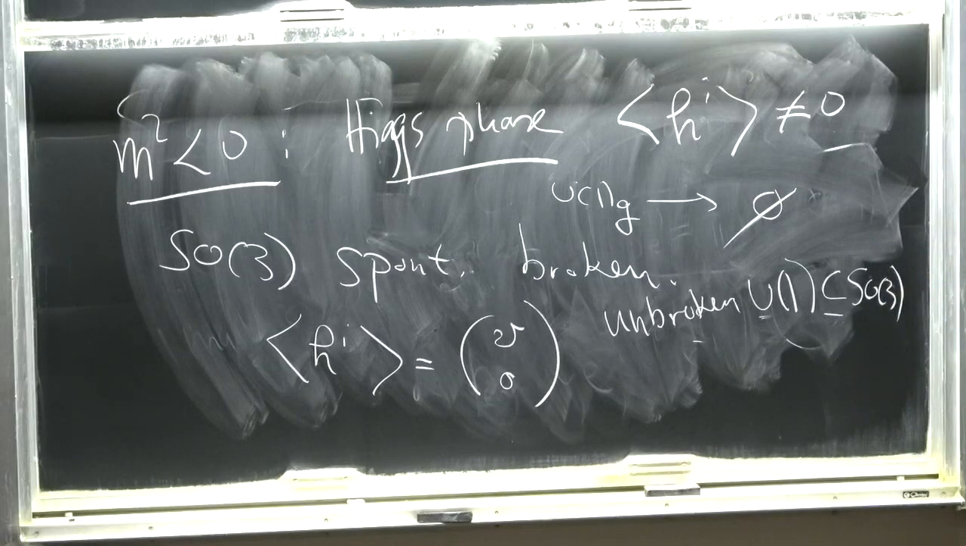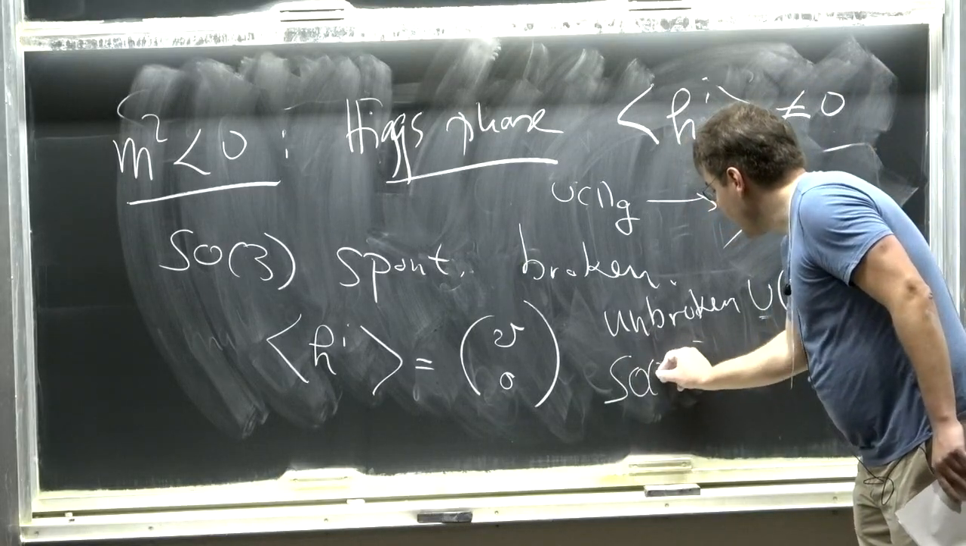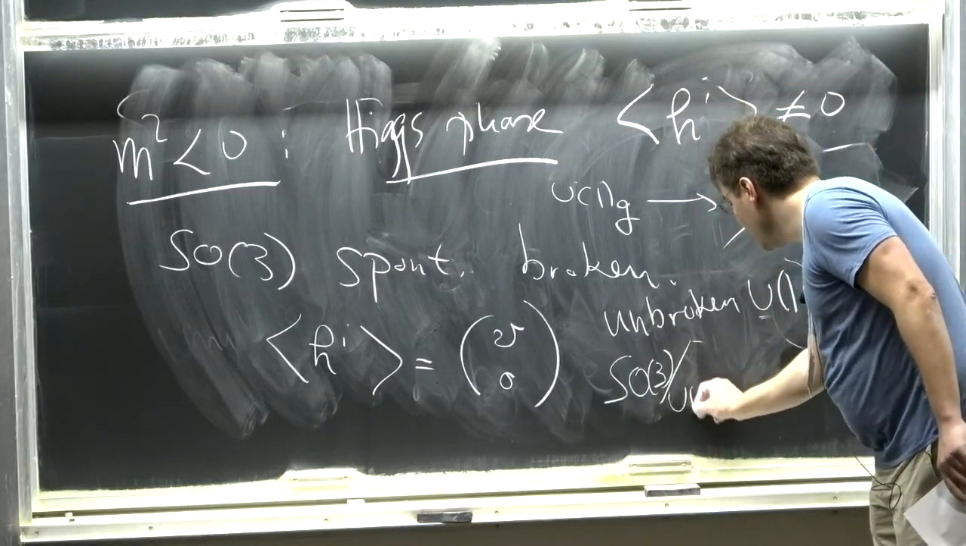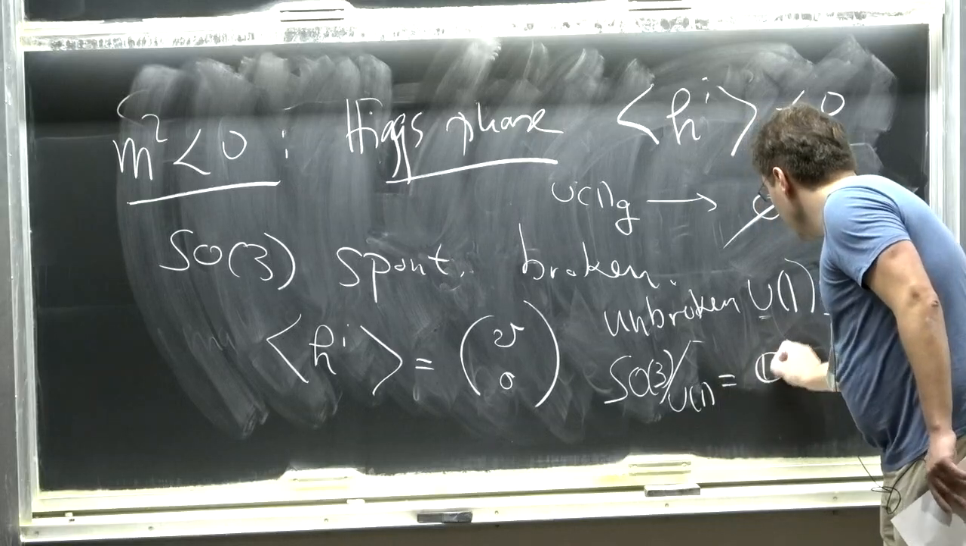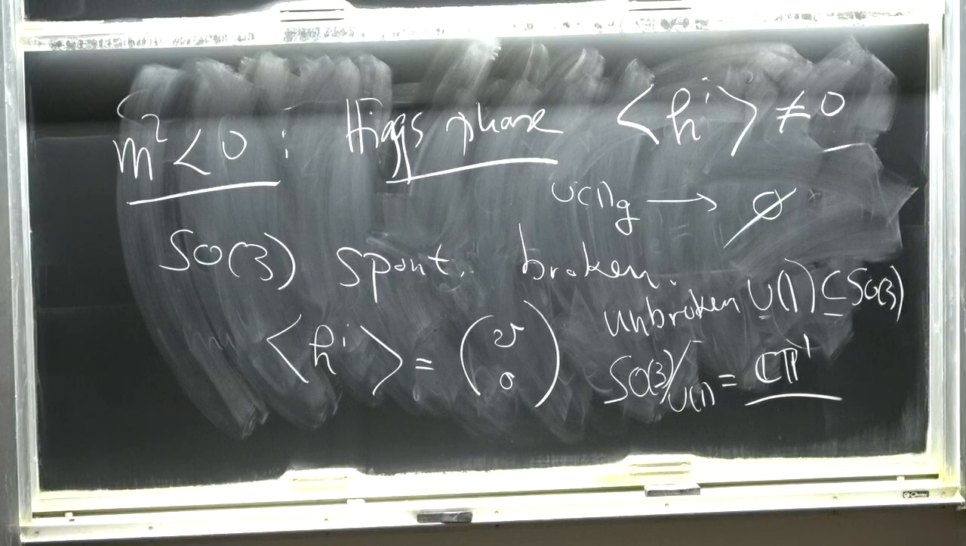And what does that mean? Well, Goldstone's theorem tells us that for every broken generator of SO3, we get a massless Goldstone boson. So this theory actually is gapless. And it has two massless Goldstone bosons. What do they live in? What coset space do they live in? They live in SO3 modulo U1, which is CP1. So the low energy theory is the CP1 model in 4 dimensions.